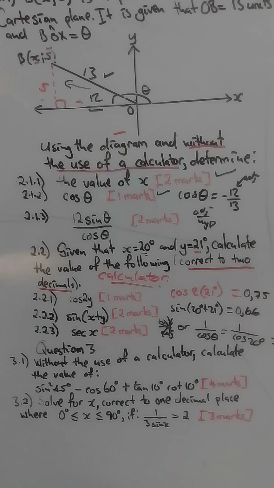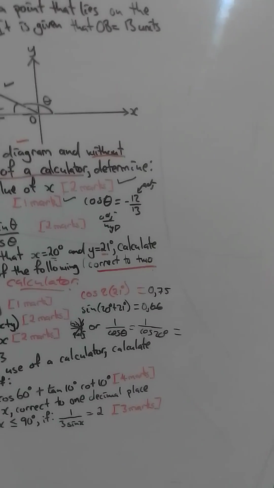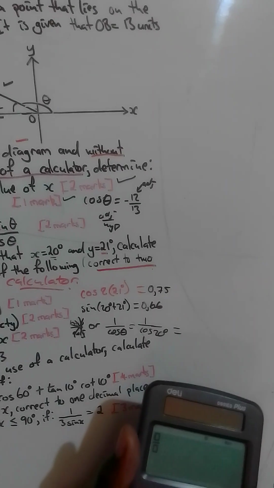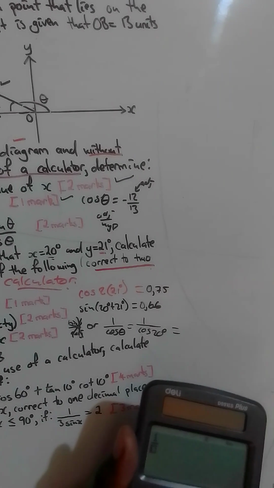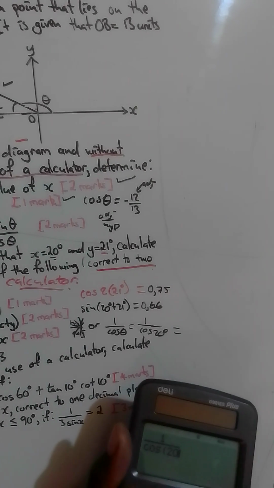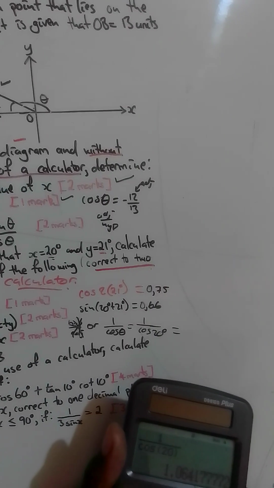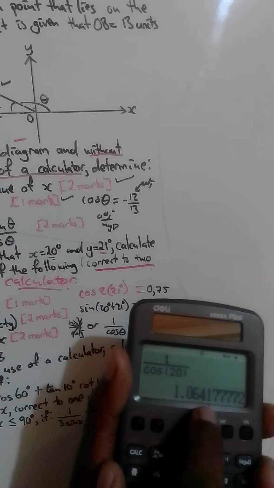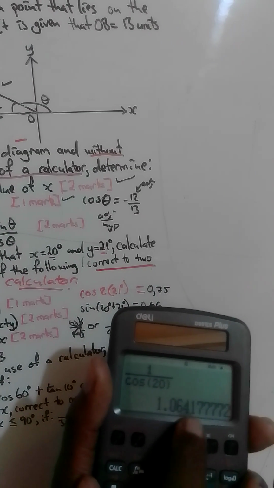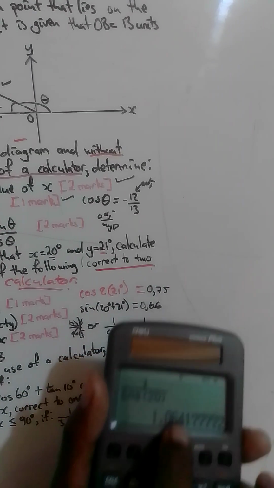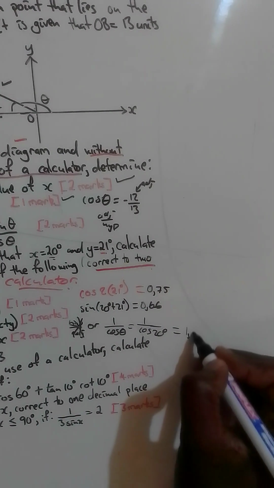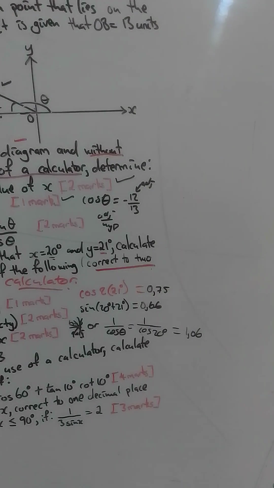So 1 over cos 20 degrees is equal to, we now find the value of 1 over cos 20 degrees. So we say 1 over cos 20, and then we find the value, it's 1,06. 1,06, because the third decimal number is 4, and it's not above 4, so 1,06 when you round off to 2 decimal places. So 1,06 is the final answer.